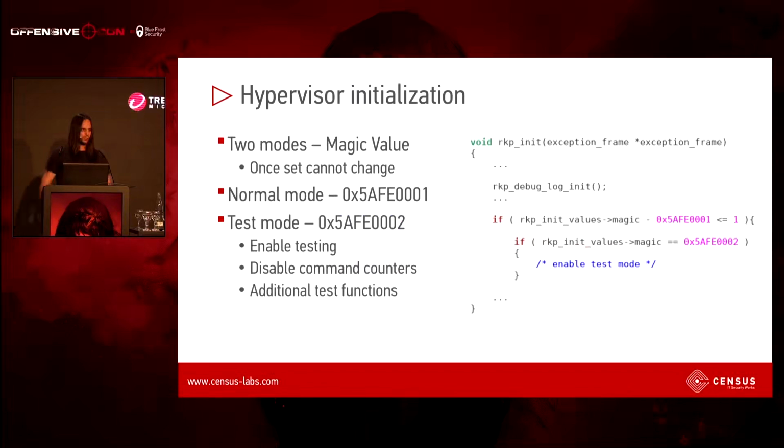There are two modes that RKP can be executed in, and they depend on the magic value. Once RKP is initialized, with normal interaction, we cannot change the state. There's normal mode with magic value safe 1, and test mode with magic value safe 2. It enables testing, as the name suggests. And what does it do? It disables some command counters, so we can invoke some functions more than counter times, depending on the new configuration. And it enables a set of additional functions which are not defined without the test mode.